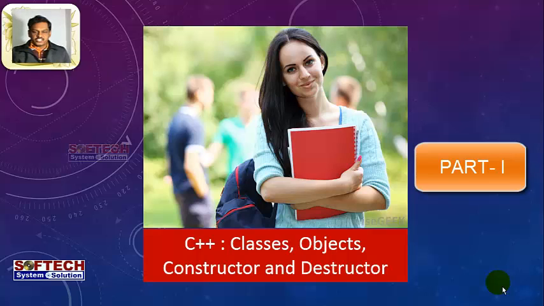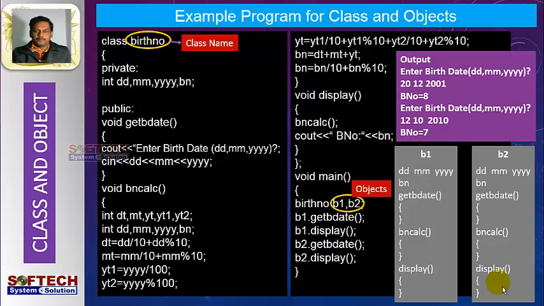In this session, we discuss classes, objects, constructors and destructors. In the previous session, we already discussed classes, objects, inheritance and polymorphism with real-time examples. A class is a blueprint. An object is a copy of the class. All members and methods are available in objects.